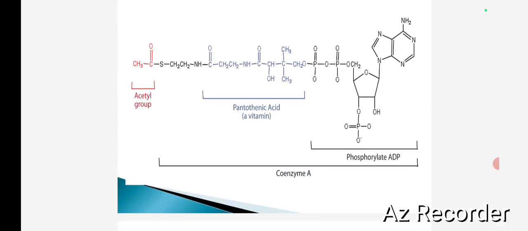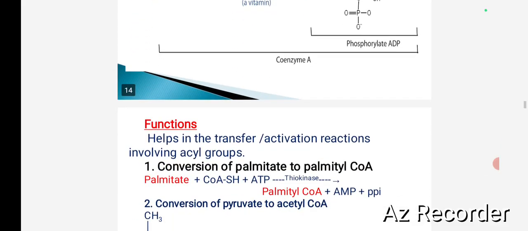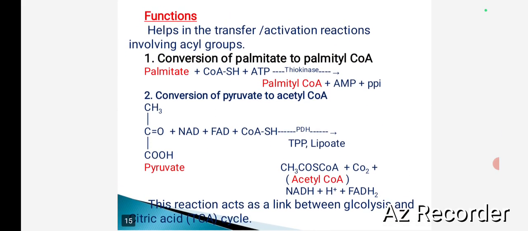This is the structure of coenzyme A, which consists of an acetyl group, pantothenic acid, and phosphorylated adenosine diphosphate. Next, functions of coenzyme A, which helps in the transfer and activation reactions involving acyl groups. First example, conversion of palmitate to palmityl-CoA. This is the active form of fatty acid.